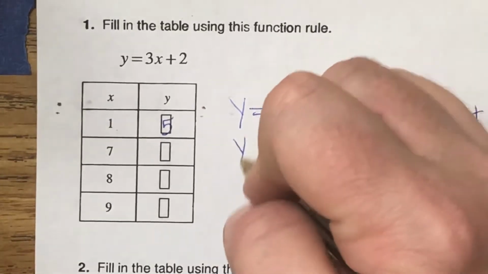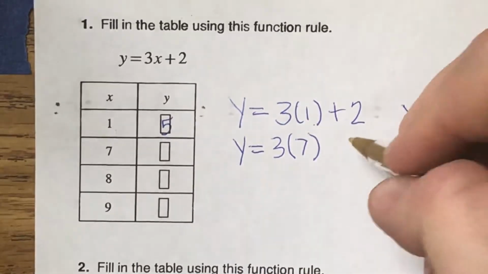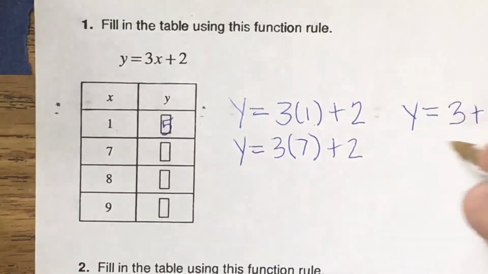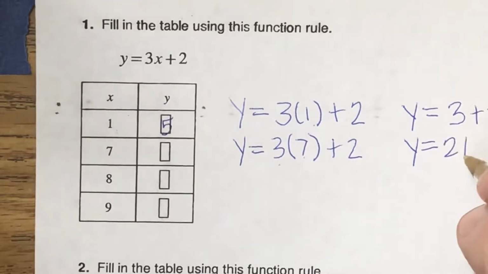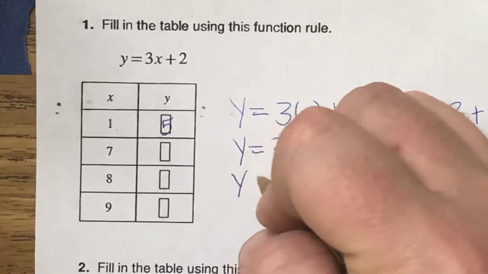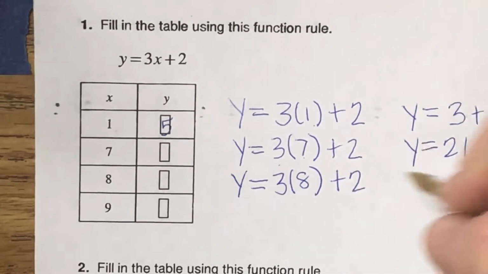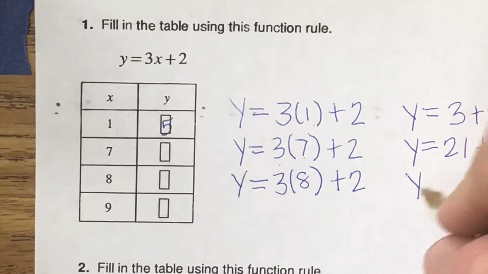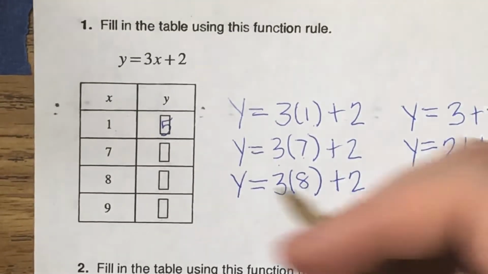For the next one, I'll go y equals 3, and this time I'm going to put 7 in for x. 3 times 7 plus 2, which ends up being y equals 3 times 7 is 21 plus 2, or y equals 23. The next one, y equals 3, plug in the 8, plus 2, which ends up being y equals 3 times 8 is 24, plus 2, which ends up y equals 26.